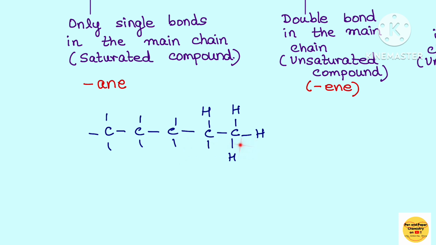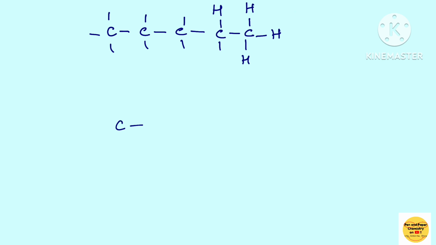Now you don't write that as an answer. If you are asked, what is a saturated compound? A compound which has only single bonds between the carbon atoms. Now the word over here is in the main chain. You can add over here between the carbon atoms, because we can have a chain where there is a double bond between the carbon and the oxygen.